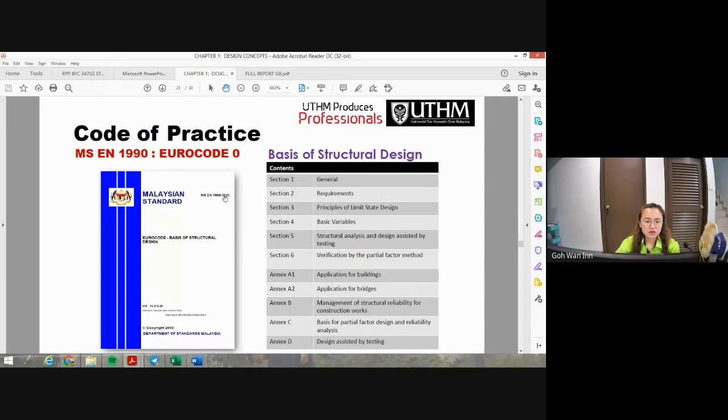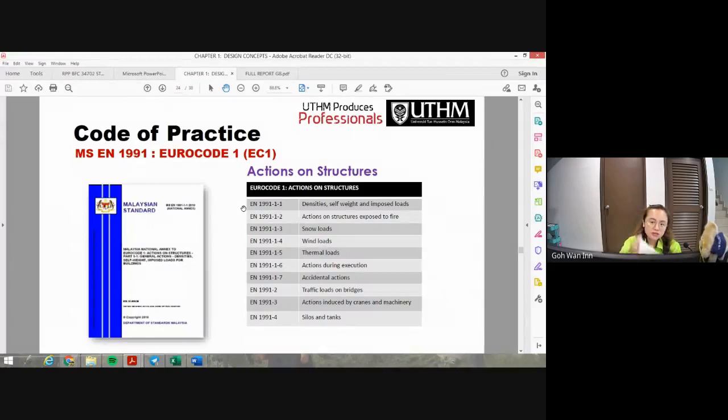Okay. So for Eurocode 1, it will show you the actions, the values you need to refer to here. Actions on structures: you have density, self-weight, imposed loads, actions on structures exposed to fire, snow load, which we don't have here, wind load, thermal loads, actions during execution, accidental actions, traffic loads on bridges, actions induced by cranes and machinery, silos and tanks. So you can see this is all in Eurocode 1 for the actions.